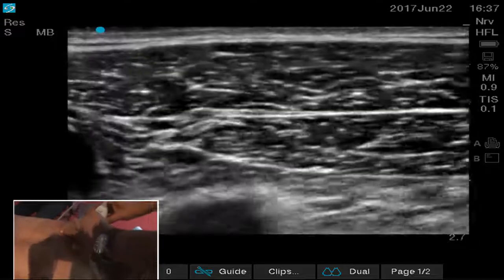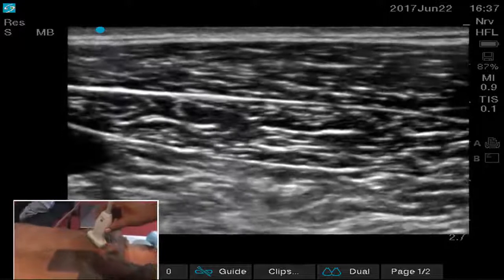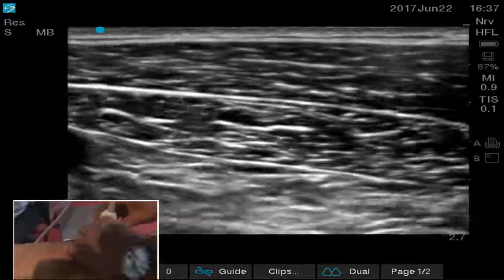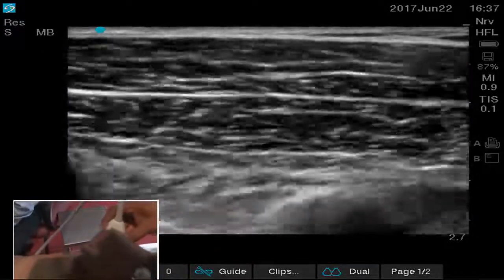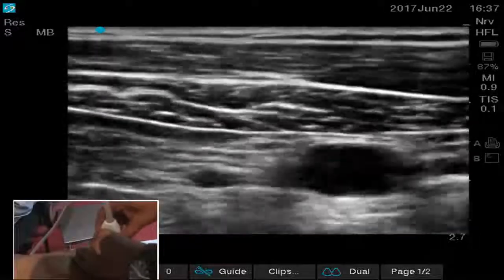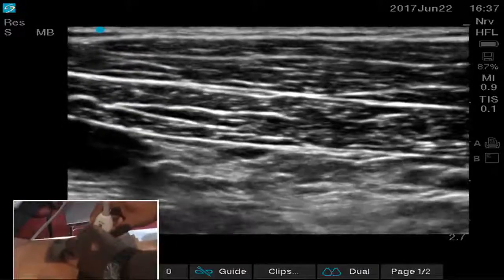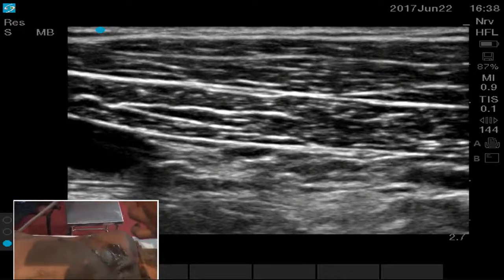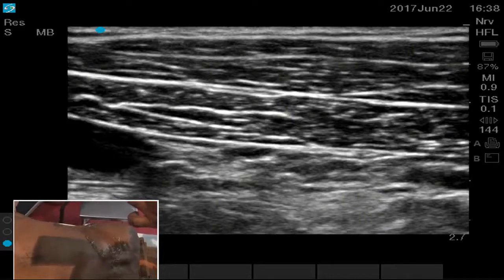Increase the depth. So now I am just keeping my probe just below the clavicle, cutting the pectoralis major and minor in a perpendicular manner. So now, one minute, don't freeze. See, now you are seeing the two muscle planes. Freeze it. So the one on top is the pectoralis major and this is the pectoralis minor and this is the plane and this is the neurovascular bundle.